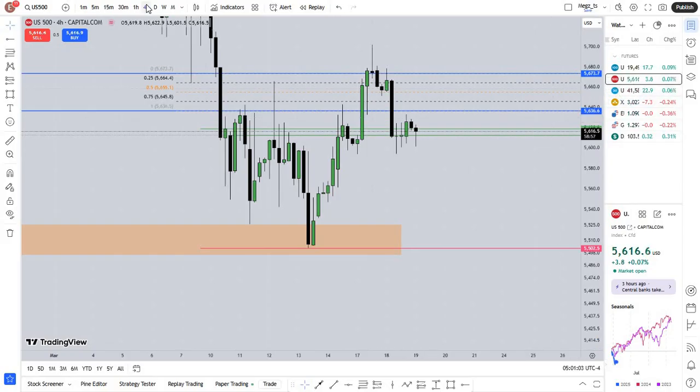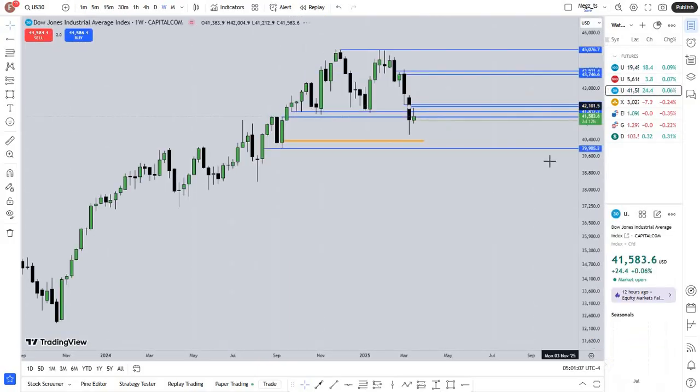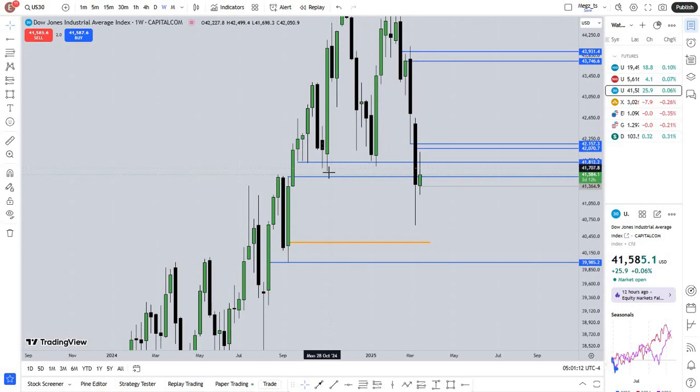So let me go down to the US 30, the Dow Jones. You can remember last time I was calling how we can get lower into this and also trade into this level. Am I right? Yes.